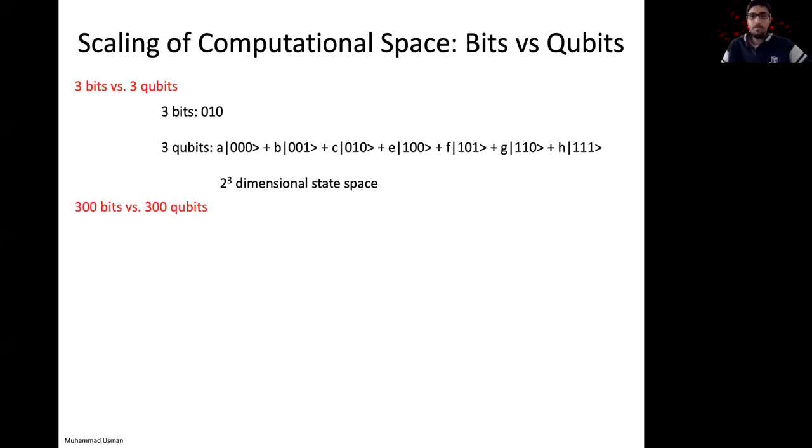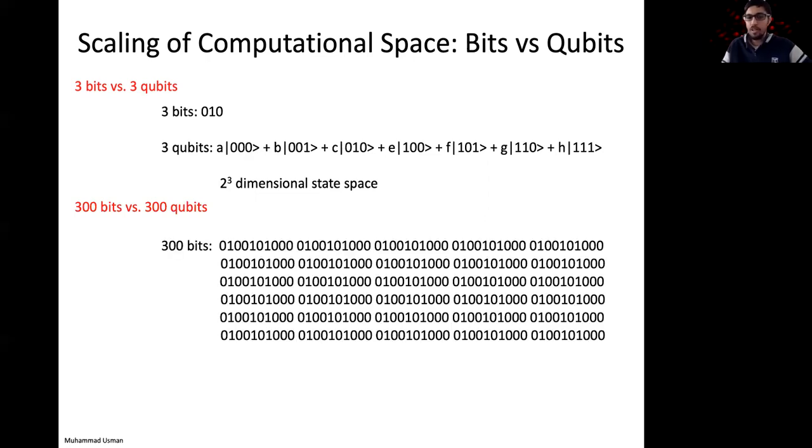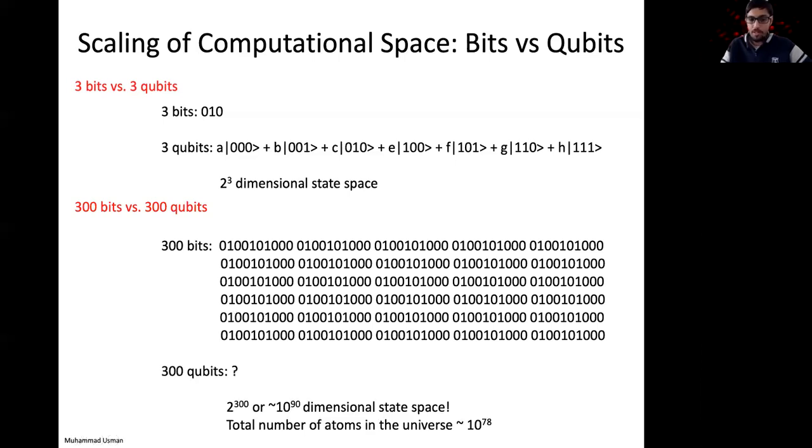Now, what if we have 300 bits versus 300 qubits? Well, 300 bits will give you a very large number. It is very large, but it's just one number. But what if we have 300 qubits? That is basically equivalent to a Hilbert space of 2 power 300, or 10 power 90 dimensional space. So you can represent 10 power 90 different possible things by just 300 qubits.